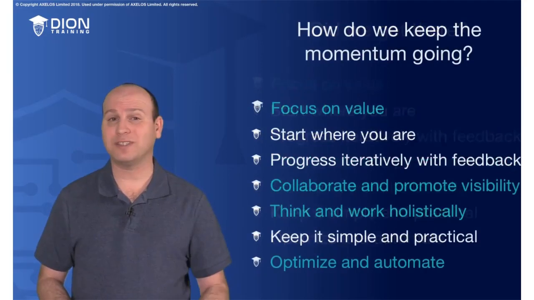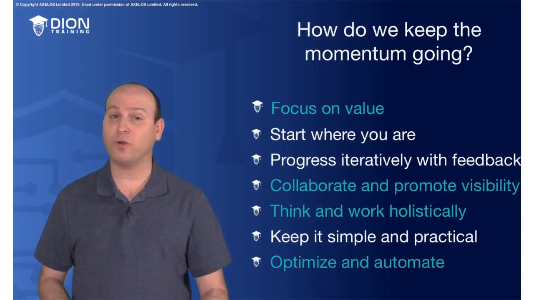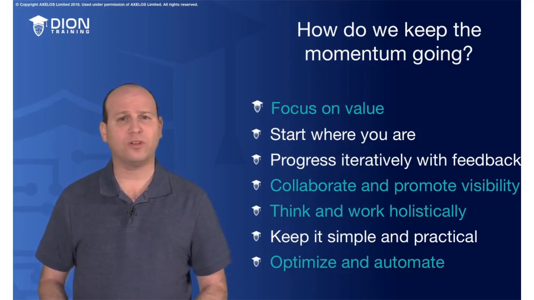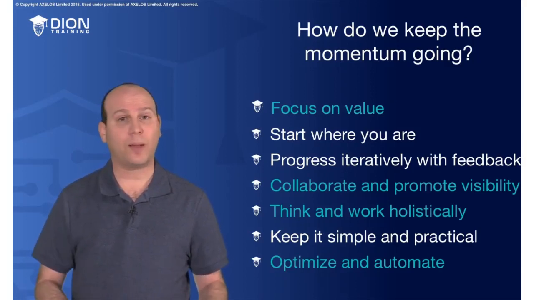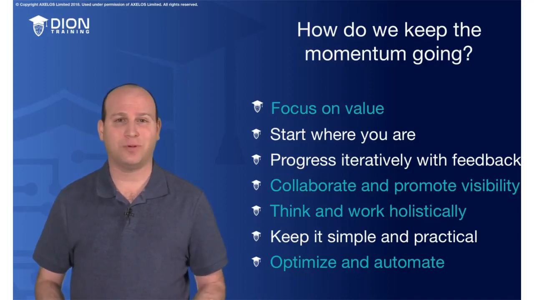That brings us to our 7th and final step. How do we keep the momentum going? Well, we're going to focus on value. We're going to collaborate and promote visibility, sharing the message with everybody else. We're going to think and work holistically across the organization. And now that we've got something that's working, we want to optimize it. And once we optimize it, we want to automate it. So optimize and automate would be our last guiding principle.